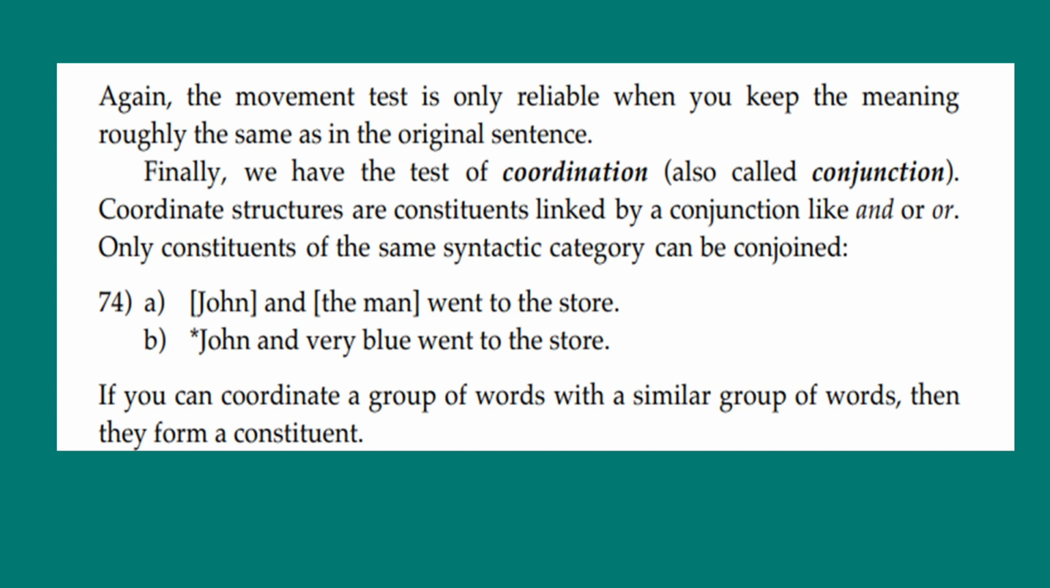Finally, we have the test of coordination, also called conjunction. Coordinate structures are constituents linked by a conjunction, like and or or. Only constituents of the same syntactic category can be conjoined. A. John and the man went to the store. B. John and very blue went to the store. If you can coordinate a group of words with a similar group of words, then they form a constituent.